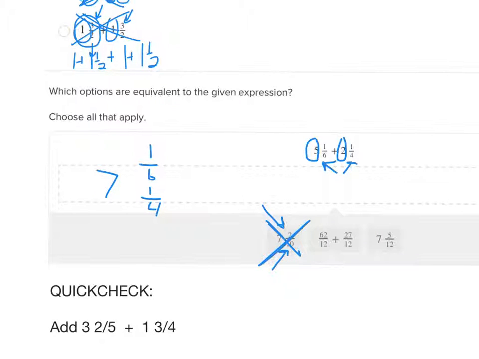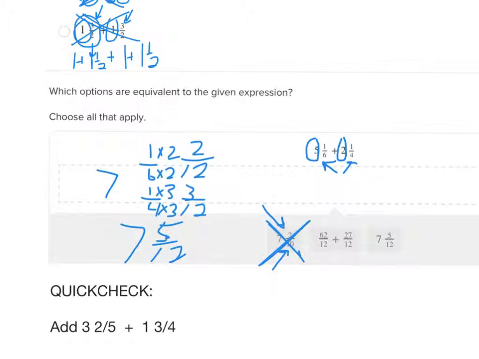Could be 7 5/12. Let's check. See what happens when we make 12ths. So 4 times 3 is 12. 1 times 3 is 3. 6 times 2 is 12. 1 times 2 is 2. Those add up to 5/12. 7 5/12 is an answer. So that's one for sure. Whew.